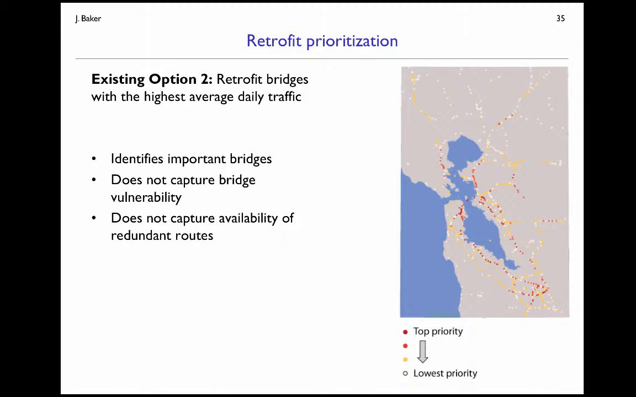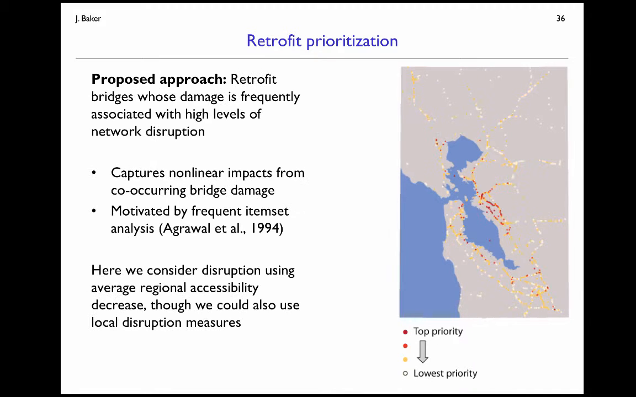But that's another example. So you could see if we use this metric, you see on these north-south highway corridors, lots of red bridges. Those are the big interstate highways with lots of traffic on them on a daily basis.